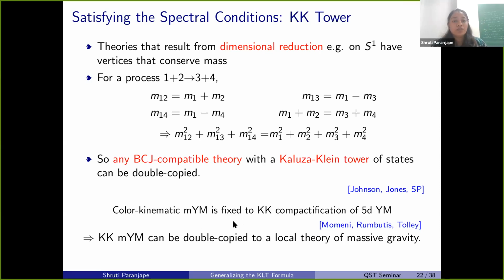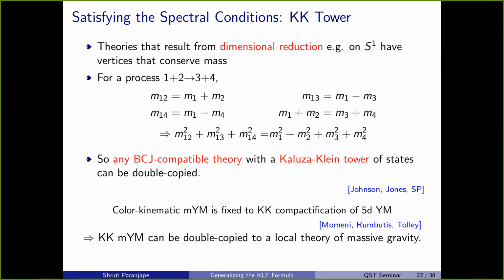Yeah. So massive Yang-Mills almost feels like an oxymoron. They literally write down the Yang-Mills Lagrangian and add plus m squared A_mu squared, so you break gauge symmetry. Then they add some effective operators and write down the amplitudes. They enforce the BCJ relations on those amplitudes, and that fixes the parameters of the Lagrangian, and it fixes it precisely to the 5D Yang-Mills theory compactified on a circle. Which means that this particular theory of massive Yang-Mills will double copy to a local theory of massive gravity.